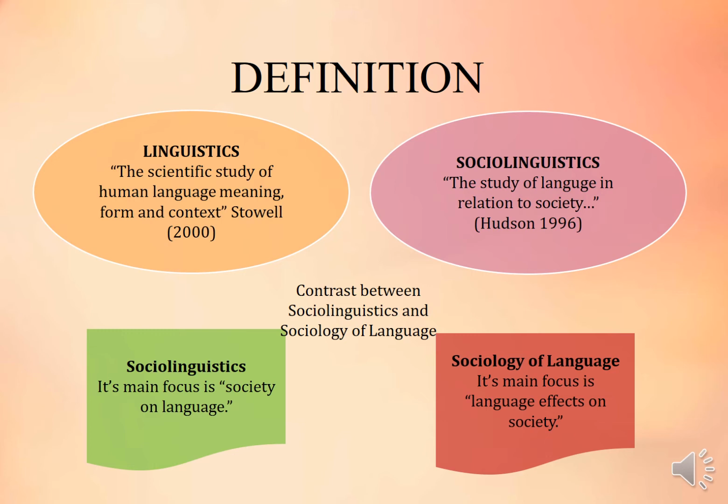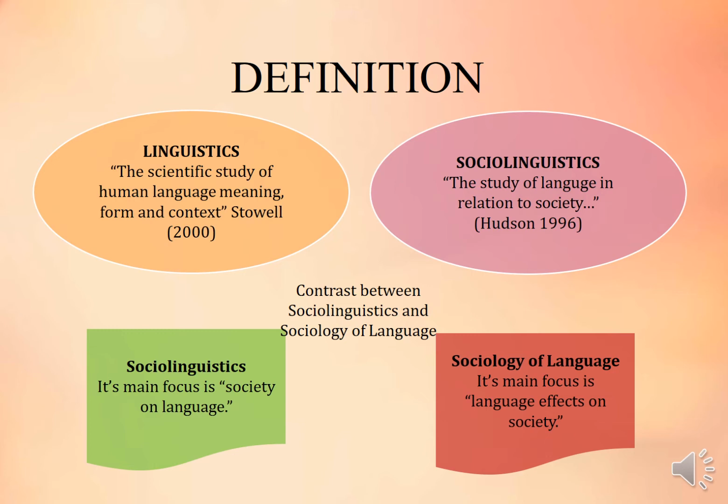The scientific study of human language, language meaning, form, and context. So, sociolinguistics is the study of language in relation to society. Hudson defined it in 1996. Now the difference or contrast between sociolinguistics and sociology of language: in sociolinguistics, the main focus is society's effect on language, while in sociology of language, the main focus is language's effect on society.